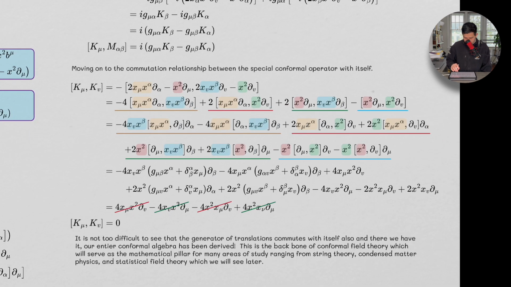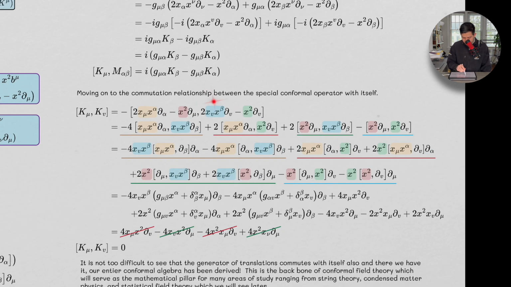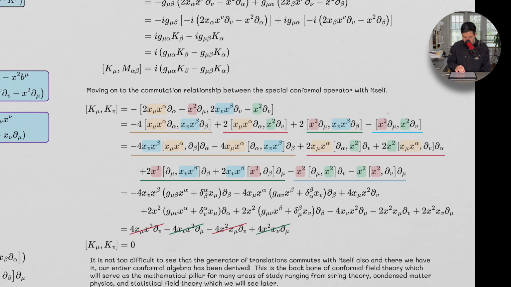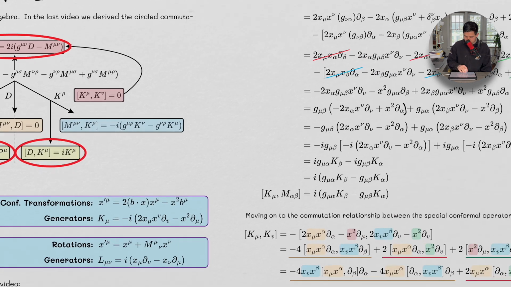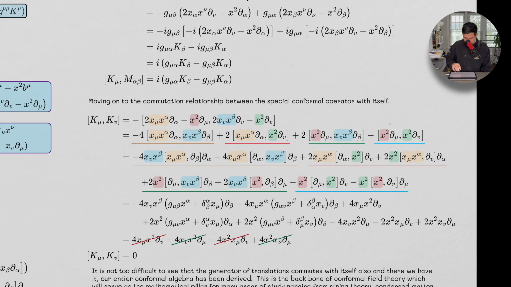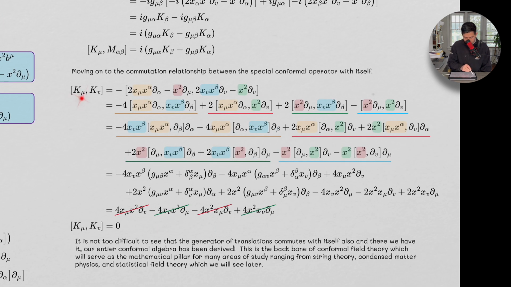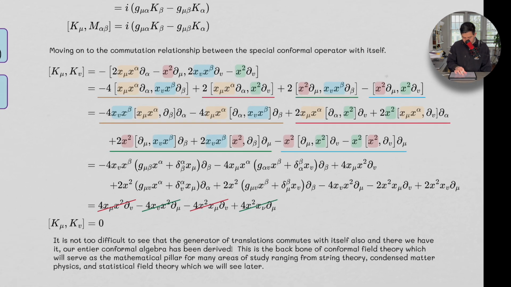All right. So moving on to the commutation relationship between the special conformal operator with itself, right? So we've done this guy. Now let's do this guy. All right. So k mu, k nu, 2x mu, okay, right, so we're just plugging these in, and we're going to plug and chug away now.